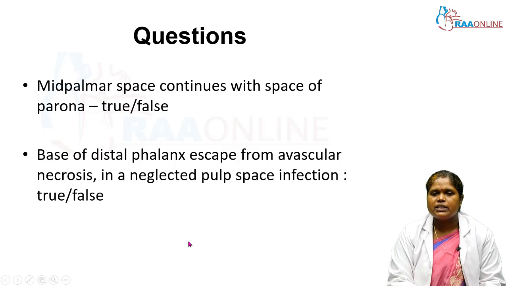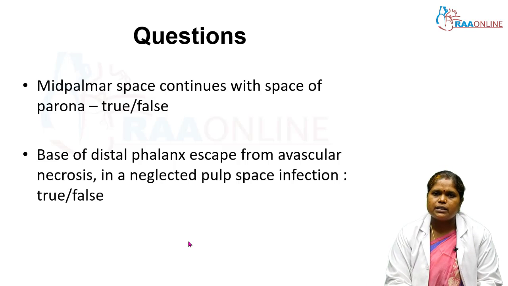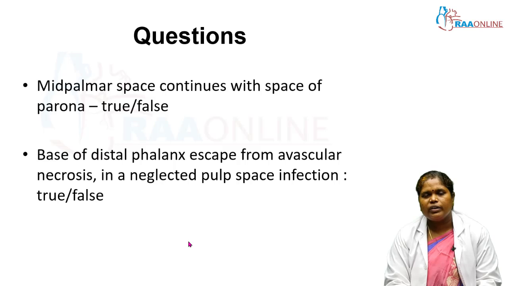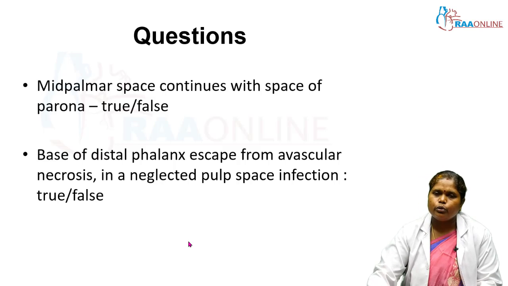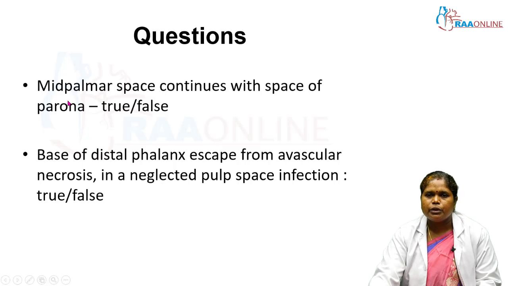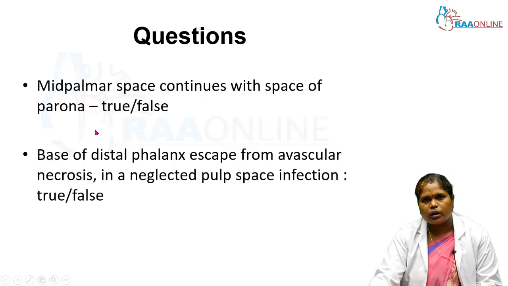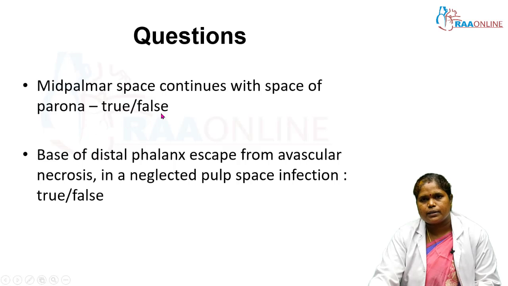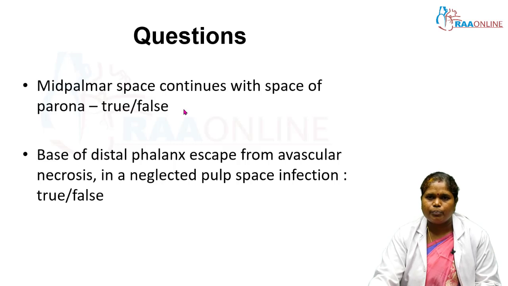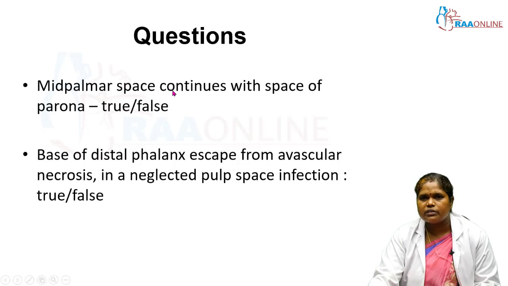So, now we have finished the fascial spaces, their various boundaries, what the routes of infection are, and how we can drain out the pus. So, we have 2 questions here. The first question is: mid-palmar space is continuous with space of Parona. Is this statement true or false? See, mid-palmar space will be continuous with the forearm space of Parona. This statement is true. Only the thenar space will not continue with the forearm space of Parona. You just remember that. So, if there is any infection in the mid-palmar space, it can spread to the forearm. That is the clinical importance of this statement.